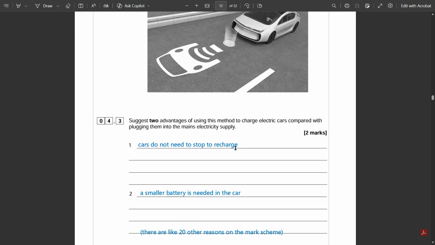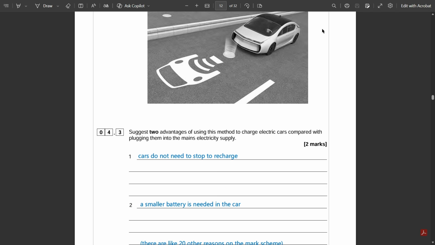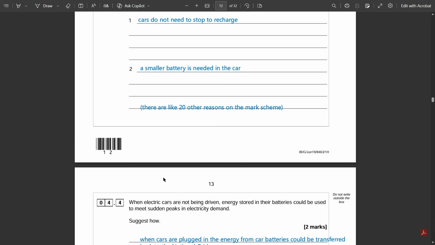The mark scheme also includes that you don't have to find an electric charging station, because when this was made in 2019, electric charging stations were less popular, and multiple other things. It encourages people to have eco-friendly cars and all that stuff. So many reasons on the mark scheme.